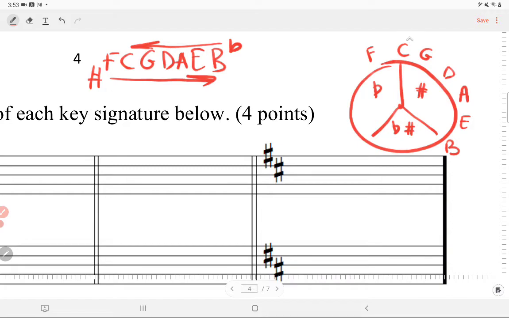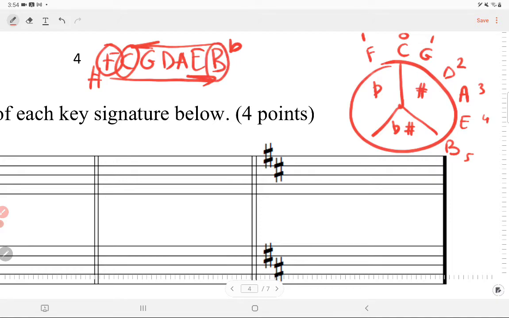Okay, and at the very center, right there, that's your 0, because C major doesn't have any sharps or flats. It's just 0. If you start going to the right, it's going to be 1 sharp. G major key signature has 1 sharp, which is F sharp. D major has 2 sharps, F and C. A has 3, E has 4, B has 5, okay? And if you go back to C and go to the left, you have 1 flat. So F major has 1 flat, B flat in this case.